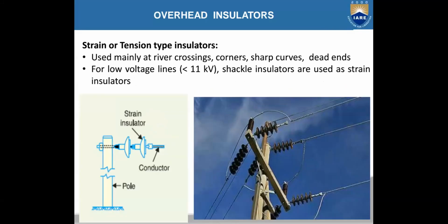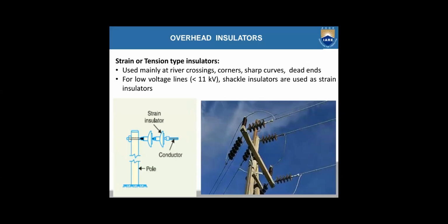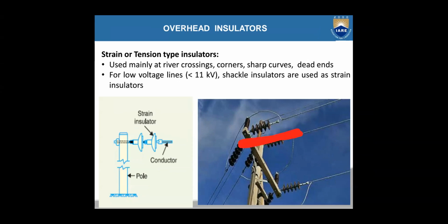But if you observe the suspension type and strain type insulators, the suspension type insulators are hung from the cross arm. That means they are vertically placed. Now, if you observe the strain or tension type insulators, they are horizontally placed. Almost parallel to the conductor, with some inclination. If you see here in the diagram, the insulators are connected in series with the conductor, or you can say that they are placed horizontally.